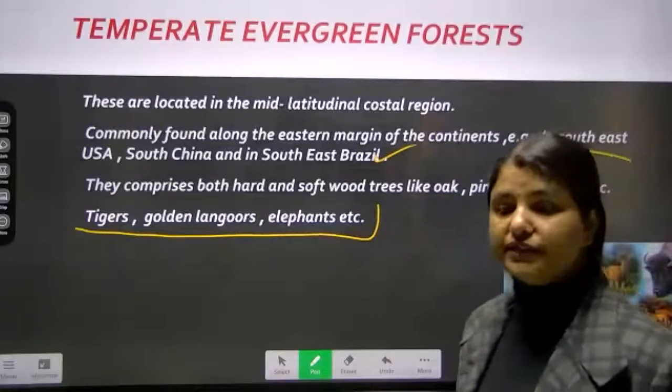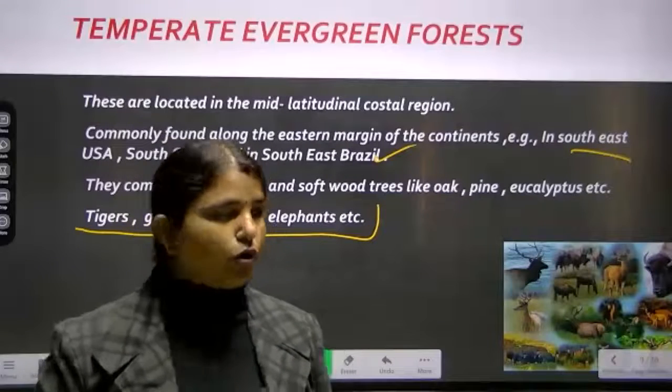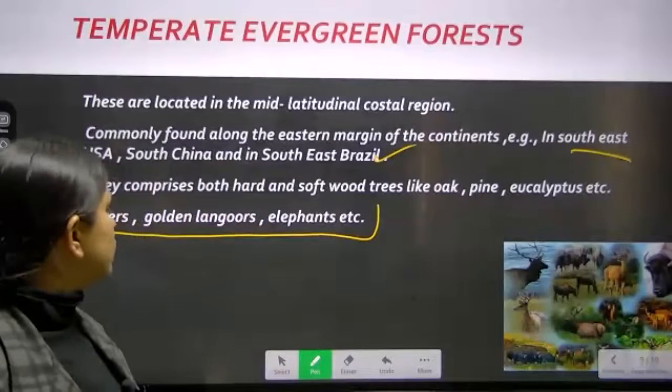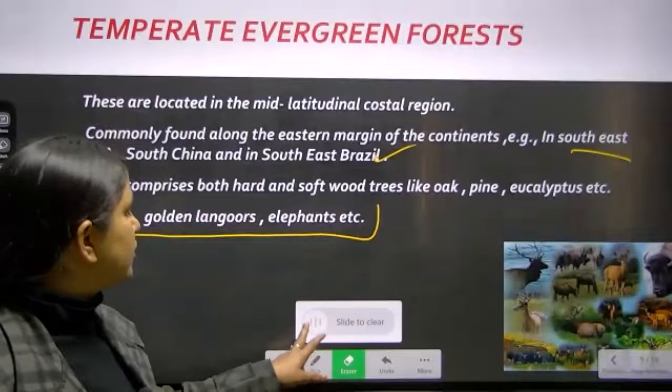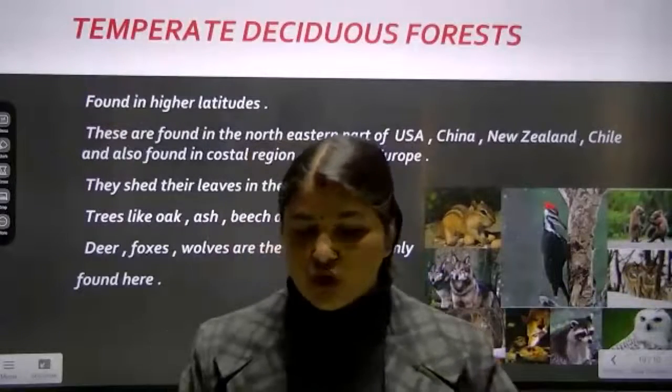And in this forest, hardwood and softwood both we can find. And the animals which we find over there are tigers, golden langur, elephants, etc. So I hope this temperate evergreen forest is clear to you all.